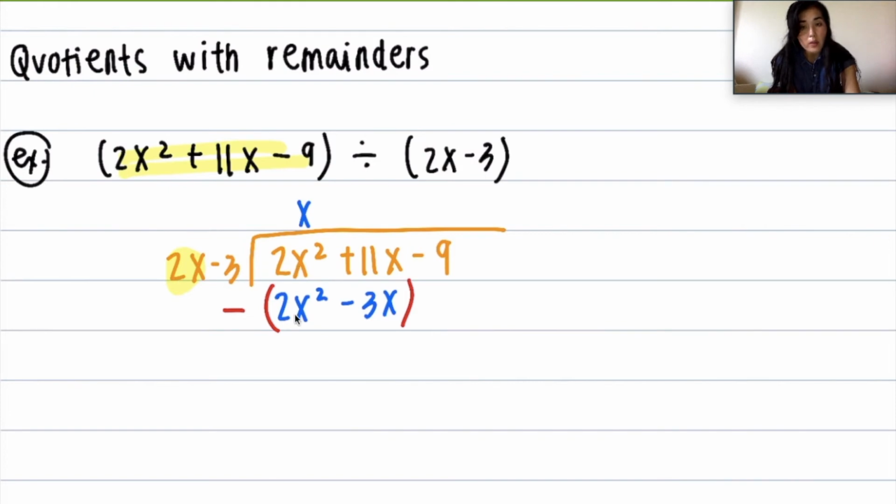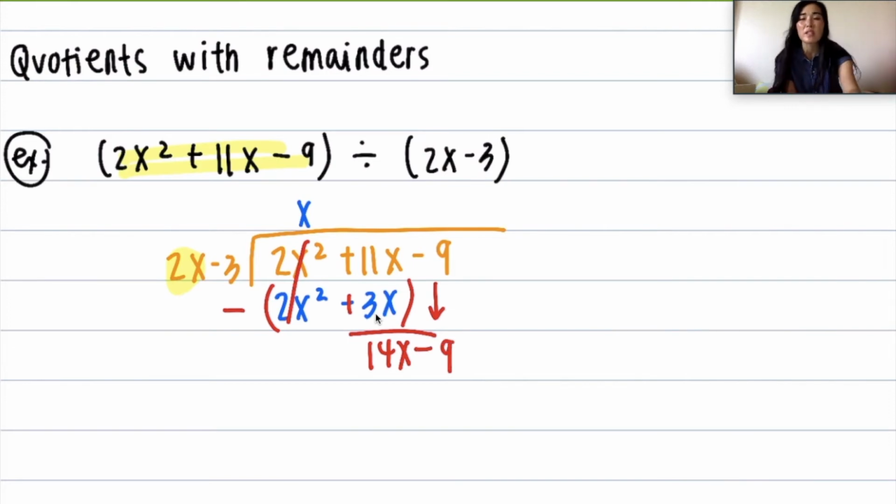2x squared minus 2x squared is going to cancel. But here, remember, it is 11x minus a negative 3x. So this is actually going to turn to a plus sign here. This is going to give us 14x, and then we're going to bring down that minus 9, so minus 9.